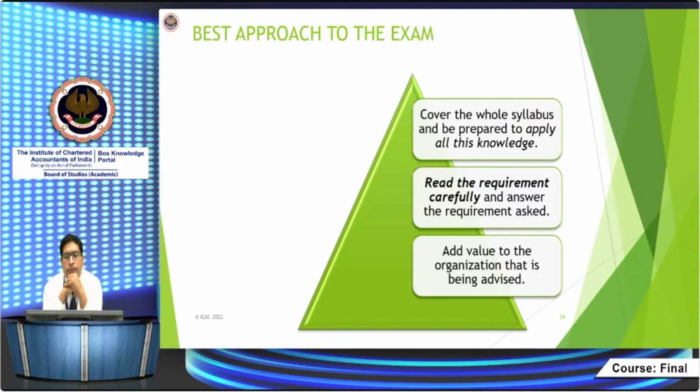Best approach to the exam. First, cover the whole syllabus and be prepared to apply all this knowledge. You have to cover all the syllabus comprehensively. Second, read the requirement carefully and answer the requirement asked. And third, add value to the organization that is being advised. Always think from the CEO's perspective and try to add value to the organization that is being advised. This is the best approach to the exam.